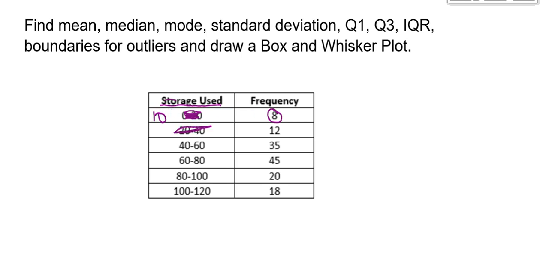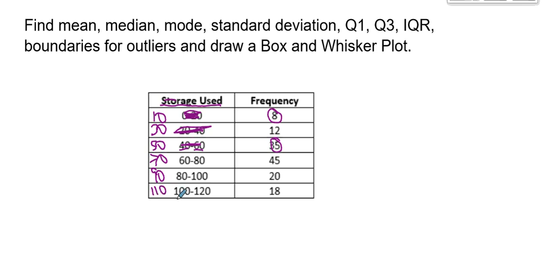We have 12 pieces of data here, and we're going to pretend that they're all 30. Again, what I'm doing is taking the midpoint of that interval. So the interval between 40 and 60, the midpoint is 50. Every one of those 35 pieces of data is going to be treated as if it was the number 50. All of these are going to be 70, so the midpoint is 60 to 80. Here, those will all be treated as if they're 90, and these will all be treated as if they're 110.